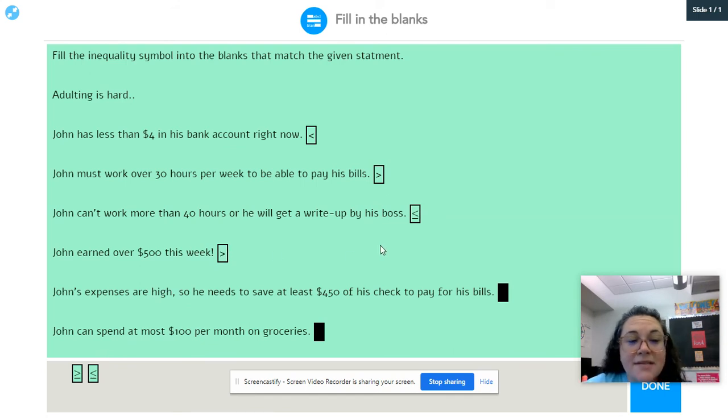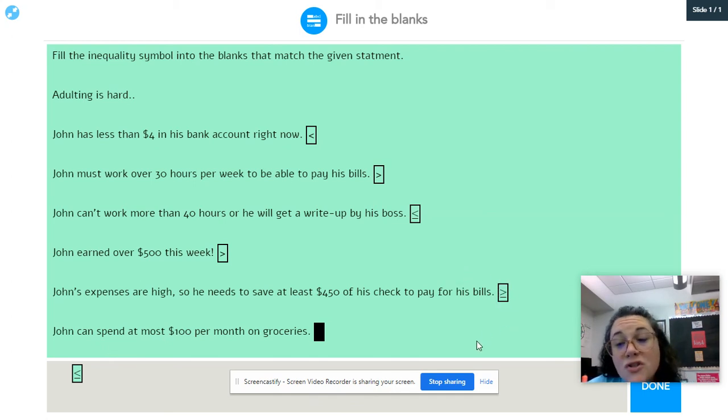The next statement says John's expenses are high, so he needs to save at least $450 of his check to pay for his bills. At least $450 means $450 is the bare minimum. He can have more than that, but he needs at least, which means $450 or more. So that means greater than $450. Oops, or more.